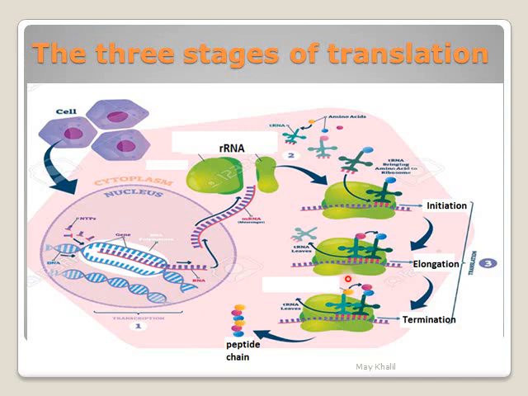Now the process has to be ended. It's over. So the last stage is termination. What is termination? Termination is to stop translation. No more transfer RNAs, no more additional amino acids. This termination takes place when there is a codon here known as a stop codon, and it stops the translation, and now the peptide chain will be released and the protein is produced.